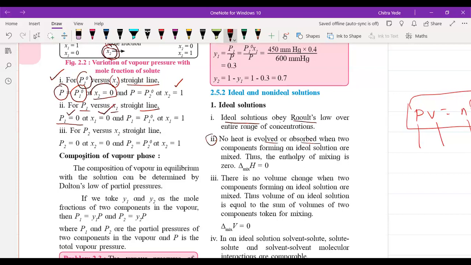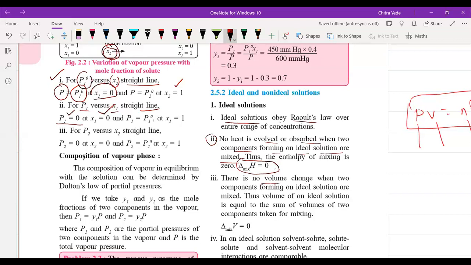So the total heat content of the system will be the same. It is not going to change. When two components forming an ideal solution are mixed together, there is no heat absorbed or released during the process or during the formation of the solution. So here, the change in heat energy, enthalpy, is always 0, because no heat is absorbed and no heat is released. So the total initial energy is always equal to the final energy level, right? So there is no heat exchange for an ideal solution.